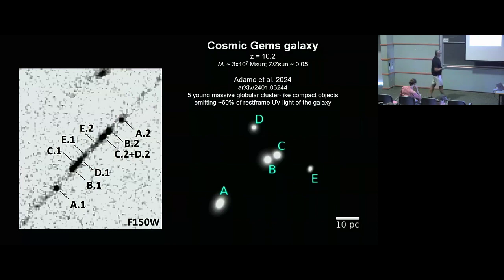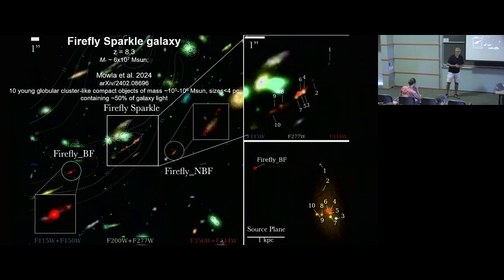A similar system was published by Mowla et al. earlier this year, somewhat smaller mass, consistent with being a Milky Way progenitor. But again, when the lens reconstruction of this object is done in the source plane, the UV light distribution has some diffuse component, but about 50% of the light is in several massive and compact few parsec scale clusters. So we start seeing this in more and more objects.